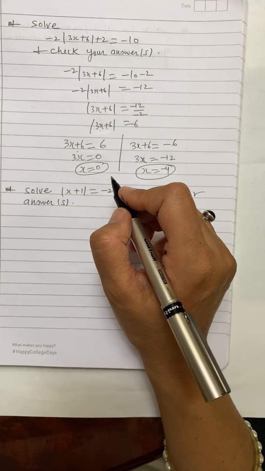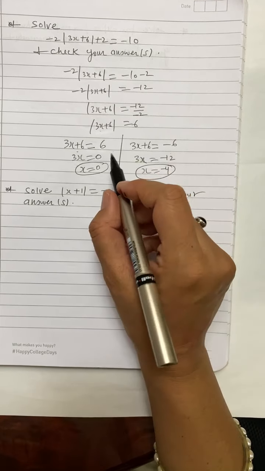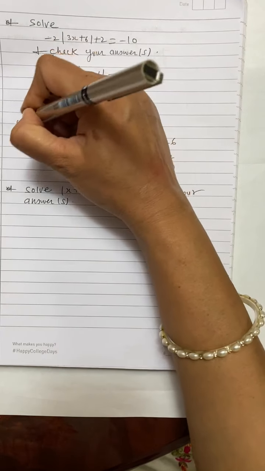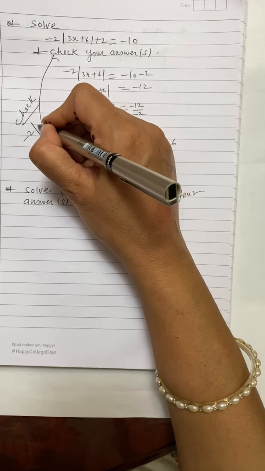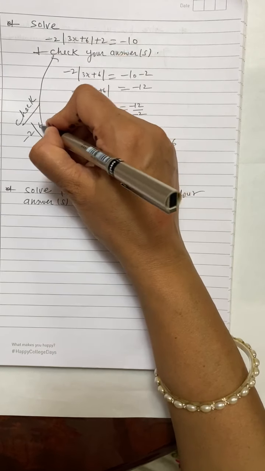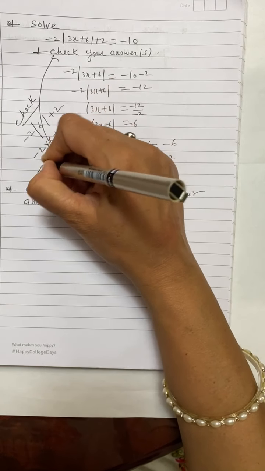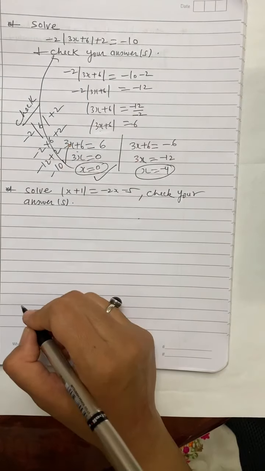Now we need to check whether both the values satisfy this equation or not. So when x is equal to 0, I'm going to check. I will substitute in the given equation. So minus 2 times the absolute value of 3 times 0, which is 0, so 6, plus 2. So minus 2 into 6 plus 2, which is minus 12 plus 2, is minus 10. So x is equal to 0 is the solution here.